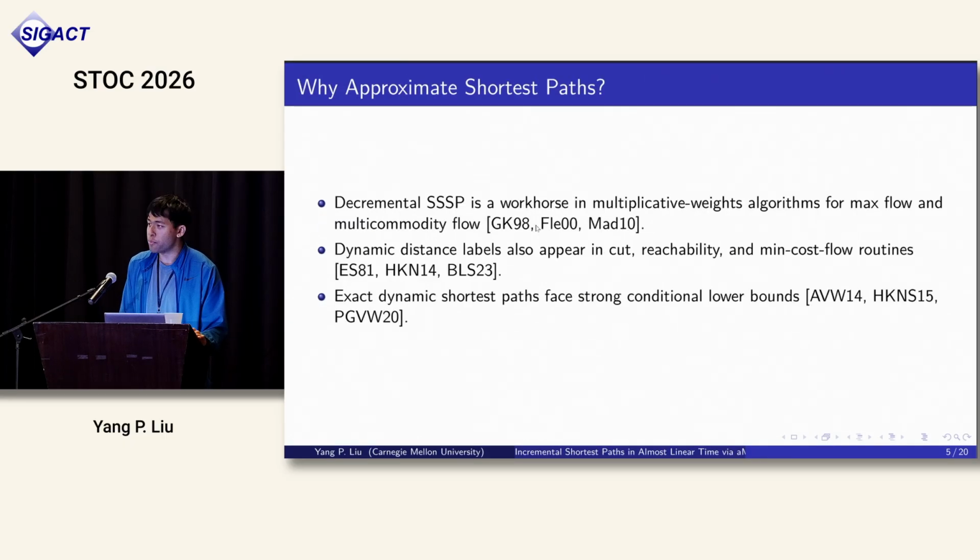In terms of why approximate shortest paths instead of exact shortest paths, I think there are two reasons. One is that approximate shortest paths are often more than enough for a lot of algorithmic applications. For example, decremental single source shortest path is usable in multiplicative weight frameworks for a lot of algorithms for flows. For example, Gary Kahneman developed a max flow algorithm based on decremental shortest paths. And additionally, there's actually hardness against any slightly strengthened version of this problem, which I'll go over on the next slide.